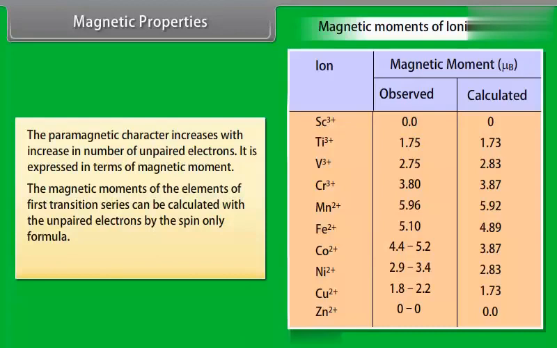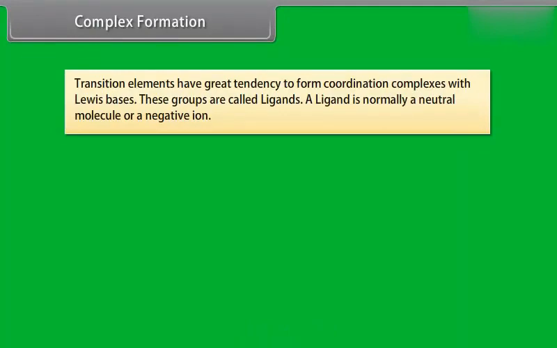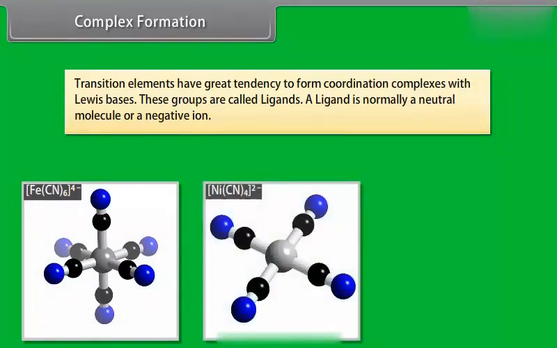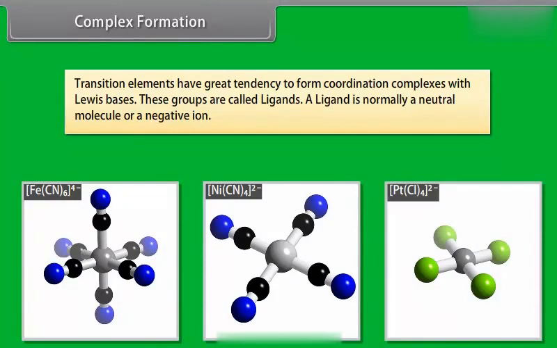The magnetic moments of the elements of first transition series can be calculated with the unpaired electrons by the spin-only formula. Complex formation. Transition elements have great tendency to form coordination complexes with Lewis bases. These groups are called ligands. A ligand is normally a neutral molecule or a negative ion. For example, [Fe(CN)6]-, [Ni(CN)4]-, and [PtCl4]-.